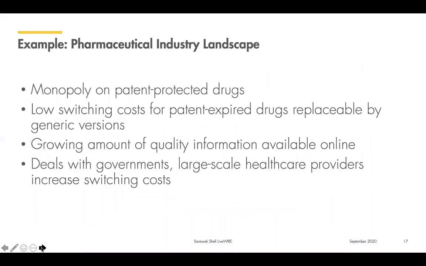Okay, coming back to the pharmaceutical industry, an example of switching costs is the monopoly on patent-protected drugs. That means that pharmaceutical companies invest a lot of money to come up with solutions and treatments.